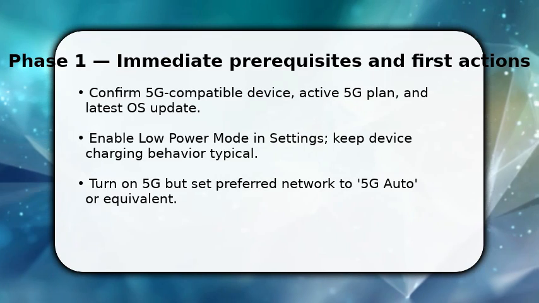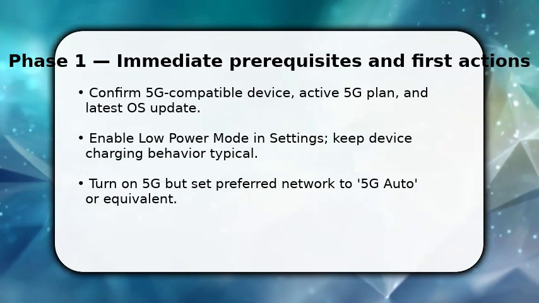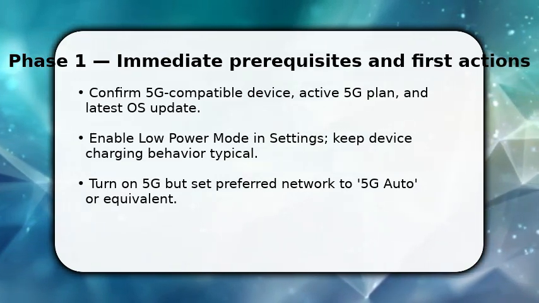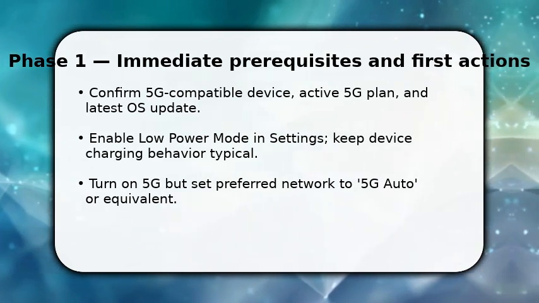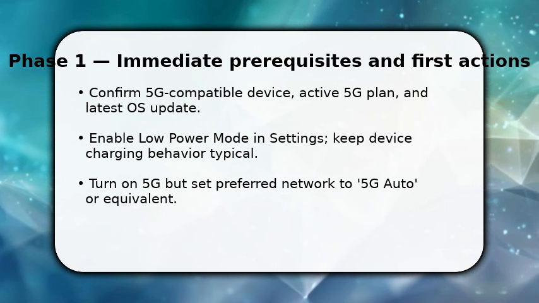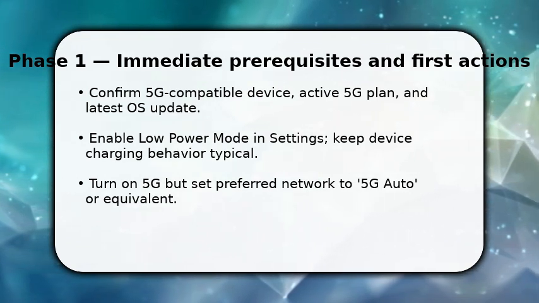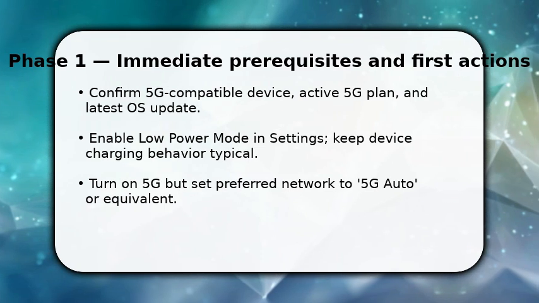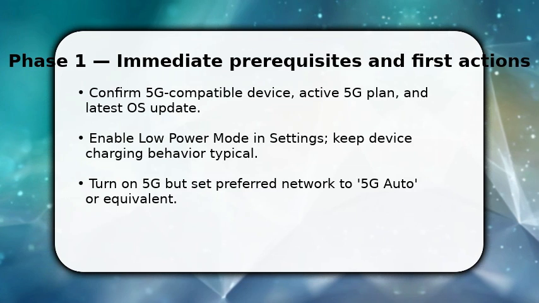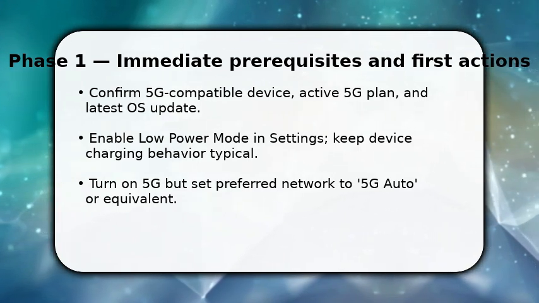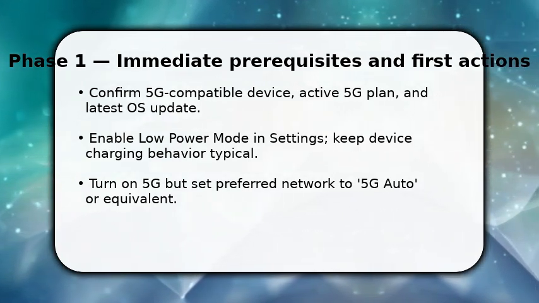You have the essentials: a 5G-capable phone, an active plan, and the latest OS. First, lock in low-power mode in settings to reduce baseline drain. This preserves background tasks. Then, enable 5G and choose the 5G Auto or 5G On with optimization option so the phone can switch to LTE when full 5G is unnecessary.